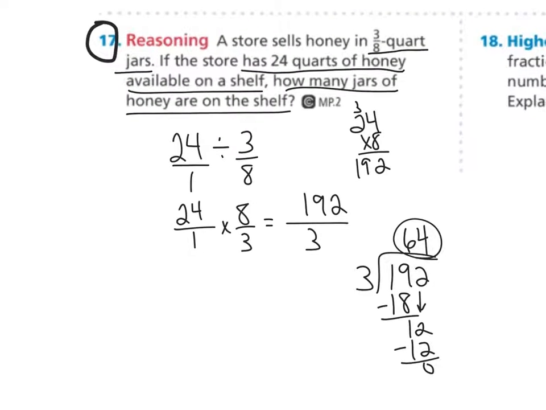And again, just to do some reasoning here, 3/8 of a quart, that's a little less than half of a quart. If we have 24 quarts total, if we were splitting them into half-quart jars, 24 split into halves would be 48. We could have 48 half-quart jars. Since these are smaller than half-quart jars, then we should have more than 48, and we do.